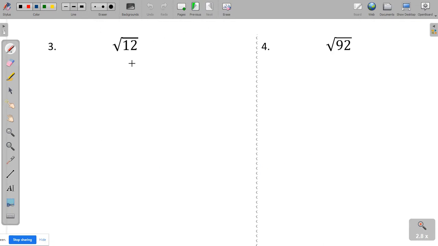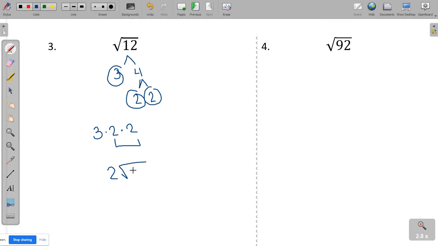Let's look at the square root of 12. What numbers divide into 12? We can take 3 out of 12. 3 times what gives you 12? 3 times 4. Good. Now 3 is prime. 4 we need to break open. And 2 goes into 4 twice. And 2 is prime. So we would write this as 3 times 2 times 2. We need pairs. Our pair is 2. It goes on the outside. Anything left over goes on the inside of the radical. So 2 square root of 3 is our answer.